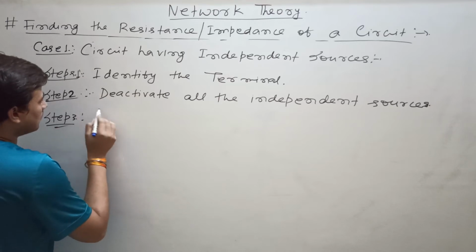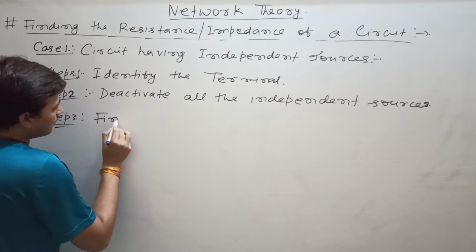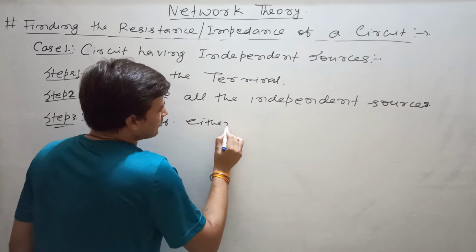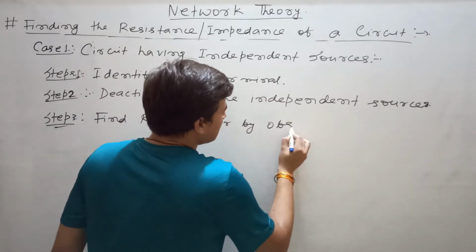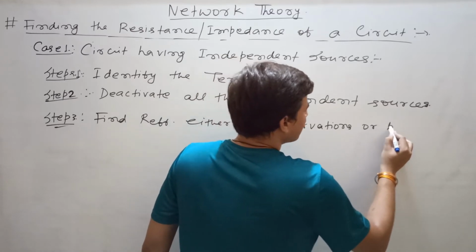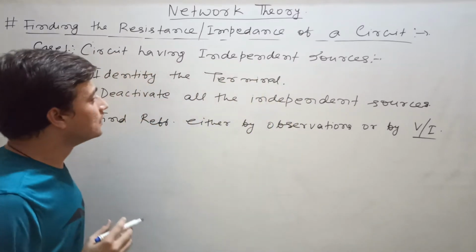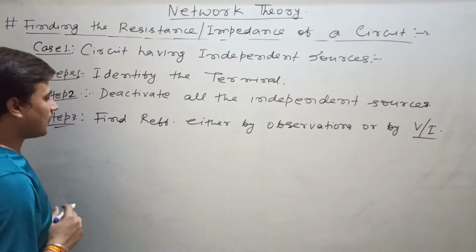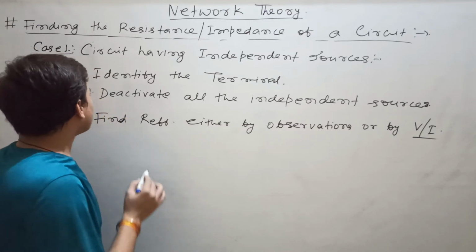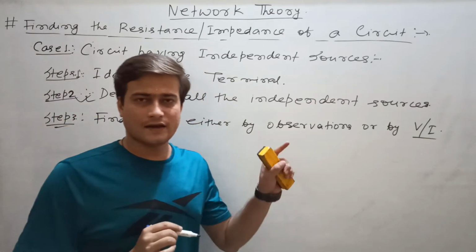Third step is now what will you do? Now find R effective either by observations or by finding V by I. That means we will connect a voltage source at the terminal and we will find V by I. So let us take one question. Now you'll have one doubt, sir, why do you deactivate all the independent sources while finding equivalent resistance?